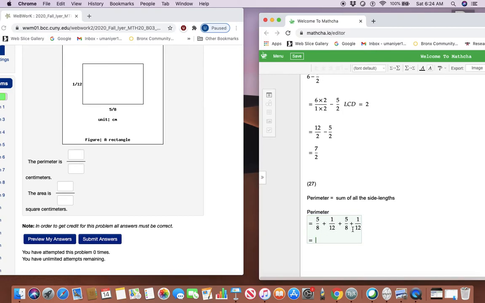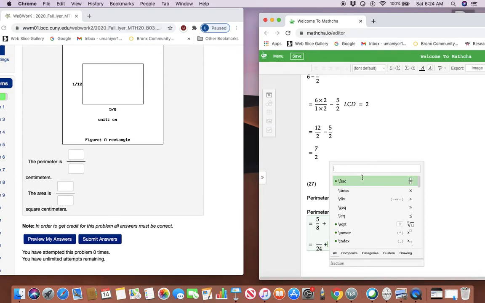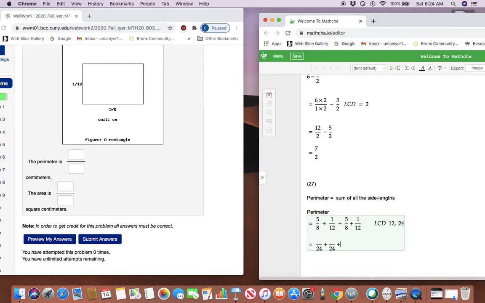Look at the denominators. They are different, right? So you need a least common denominator. Start with the biggest number and check whether other numbers go in it. Does 8 go in 12? No, not evenly. So 12 times 2 is 24. Does 8 go in 24? Yes, 8 times 3 is 24. So that's my least common denominator. So I'm going to rewrite every fraction with 24 in the bottom.